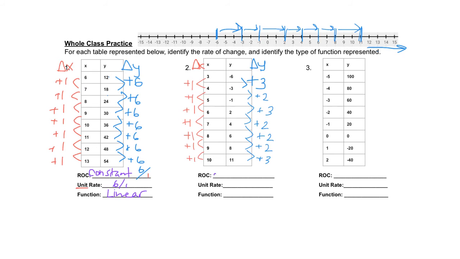And so this is not constant. If it is not constant, we know that it is not linear. This is a non-example. So this is not linear. So because we had different rates of change, it was not linear. We call this a non-example because it is not linear.